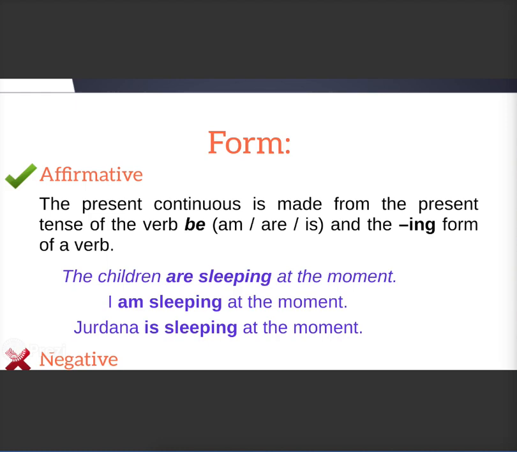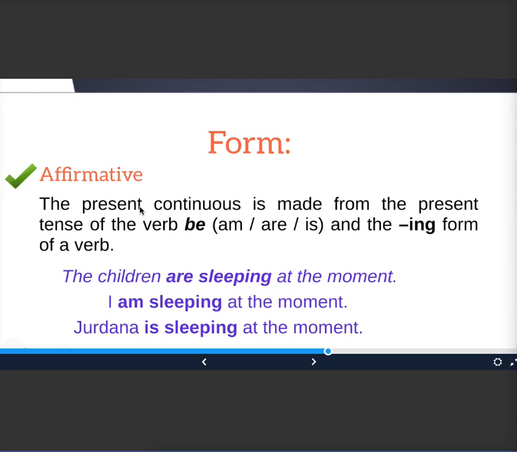The present continuous affirmative is made from the present tense of the verb be (am, are, is) and the ing form of a verb. So guys, look at this. The present continuous, as I was telling you, is in love with the verb to be. Remember that the verb to be is conjugated in present: am, are, is, by taking into account the subject.